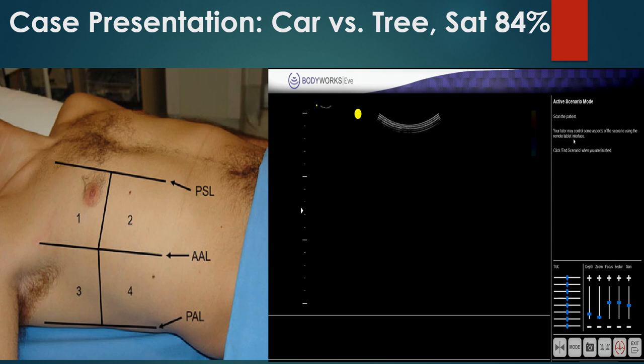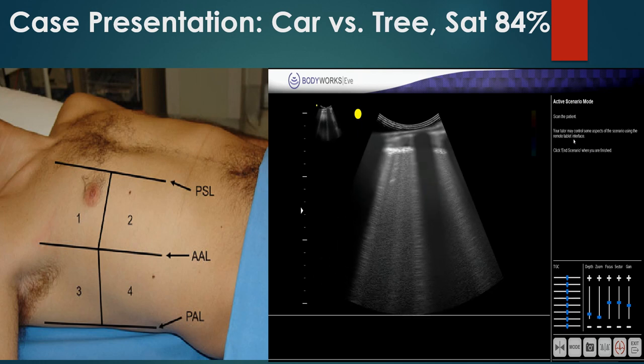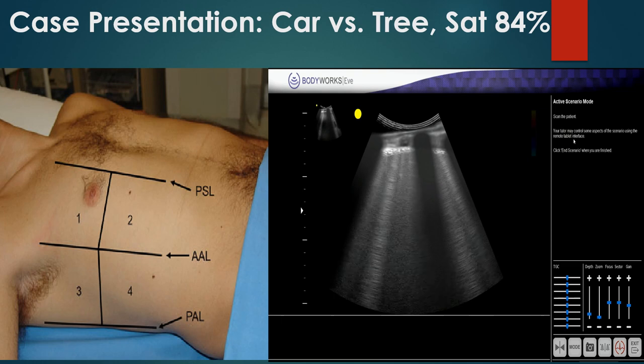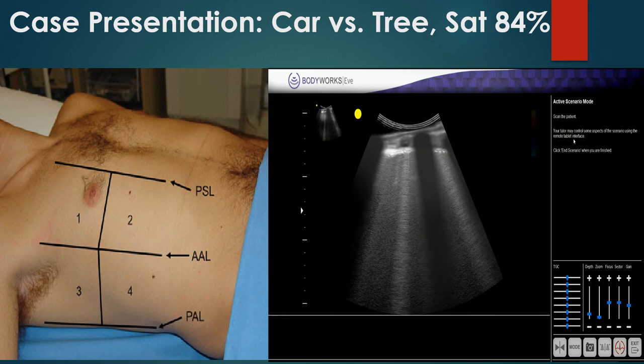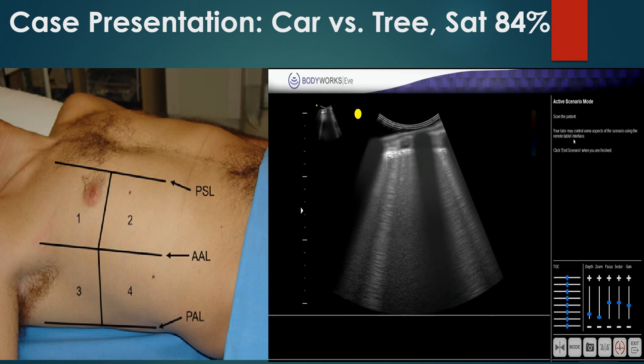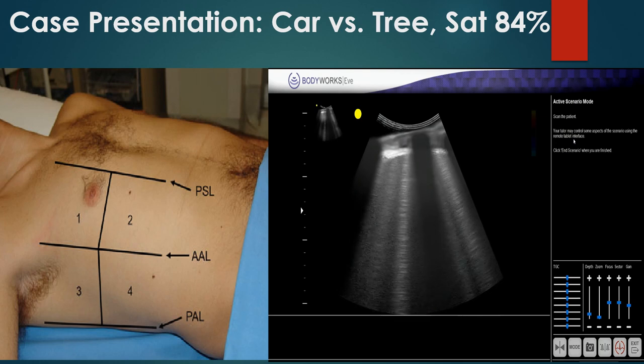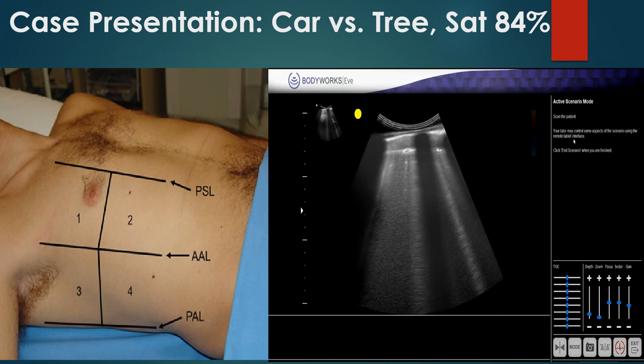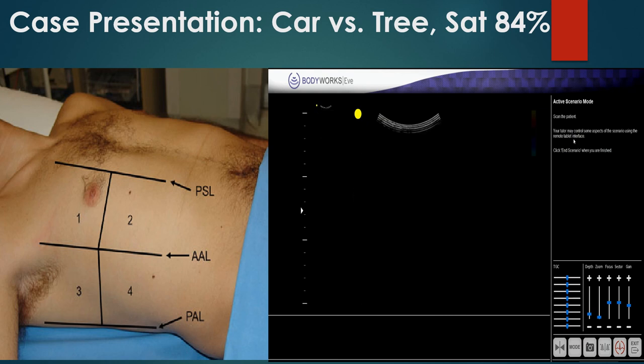So in this patient, we have car versus tree, and we are going to do a quick little pulmonary scan on him. Going anteriorly first, you notice that instead of having nice A lines, he has a confluence of B lines. He obviously is a little bit in failure, pulmonary edema. He does have a history of NYHA class 3.